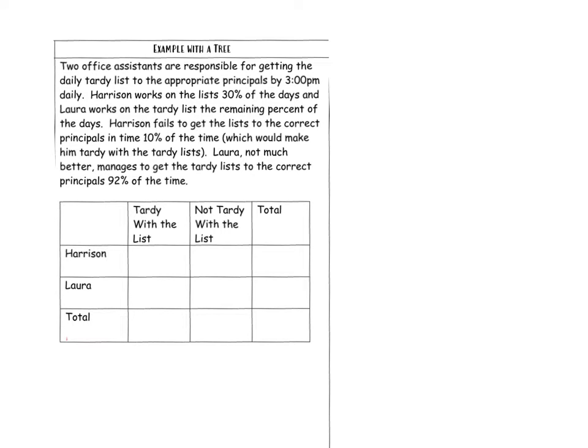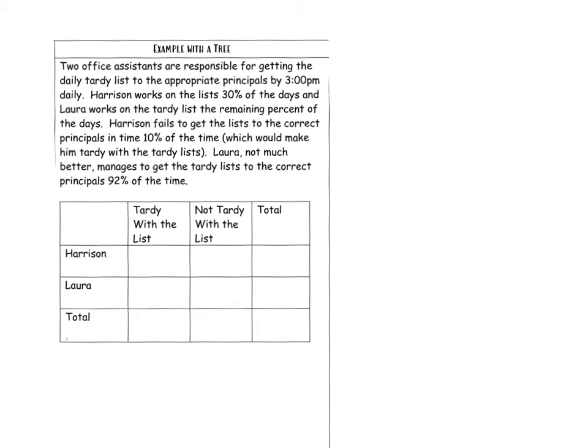This one, let's look at this example on how we can create a tree and make that tree become a two-way table. And then from the two-way table, we can use it to answer the conditionals that we looked at a second ago. So in this particular problem, it says two office assistants are responsible for getting the daily target list to the appropriate principals by 3 p.m.